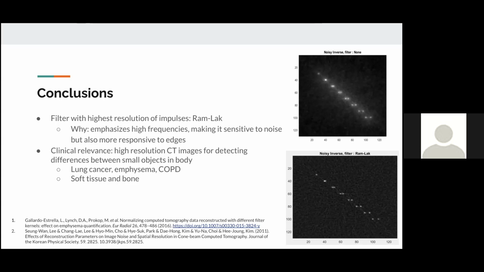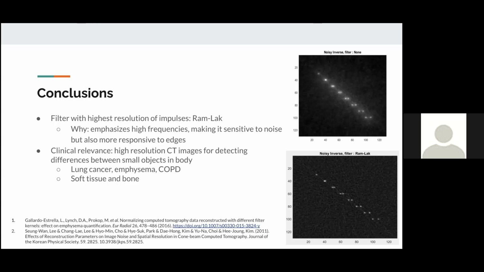Also, in general, the more rounded the filter graph is, the higher signal to noise ratio it has, as it increases blurring, which typically reduces noise. This project is clinically relevant and important because CT scans need high-resolution images to tell the difference between small objects in the body, and we need to know which filters are best to use to create images with high resolution and high signal-to-noise ratio. These filters are commonly used to differentiate objects in images of soft tissue and bone.